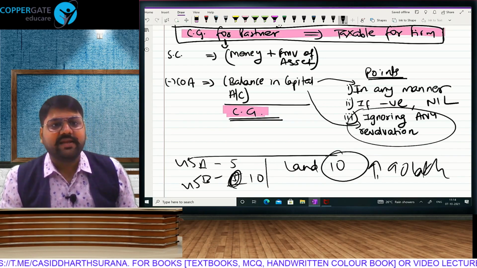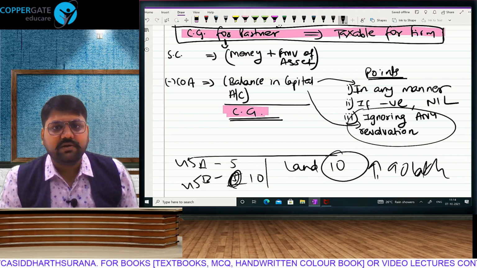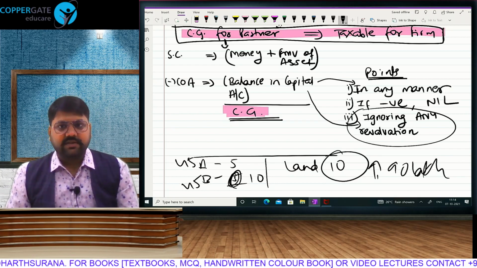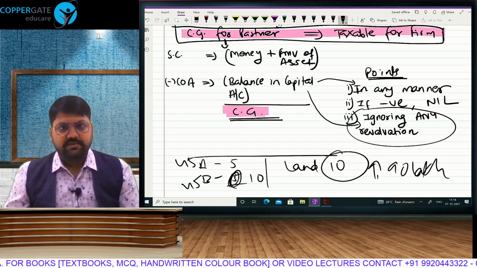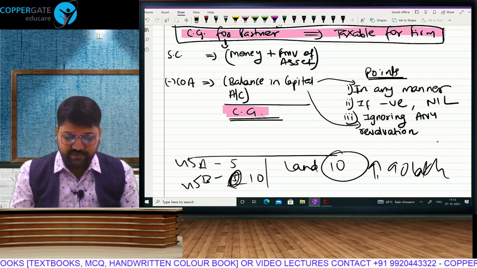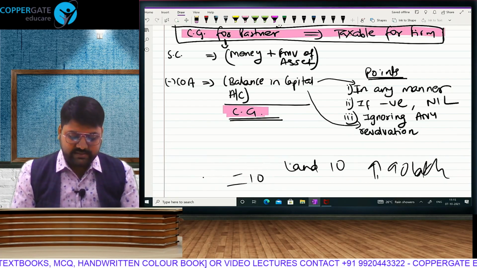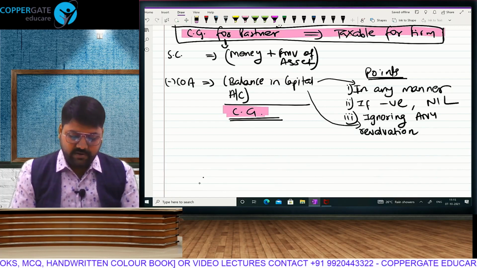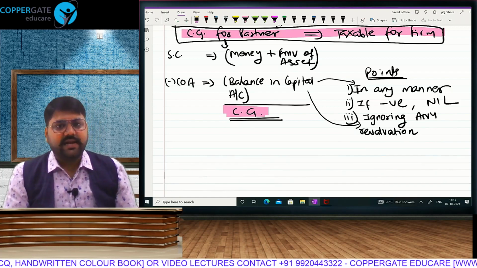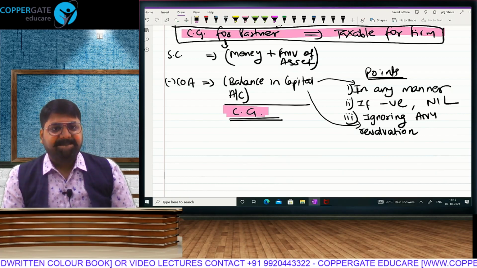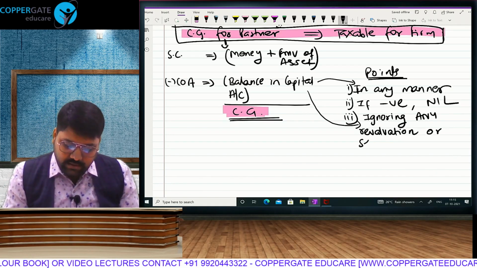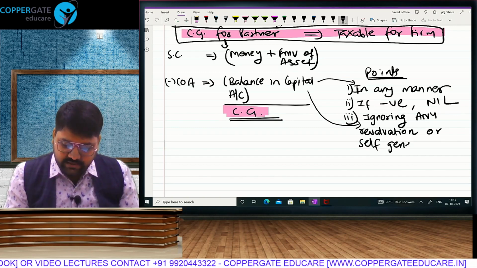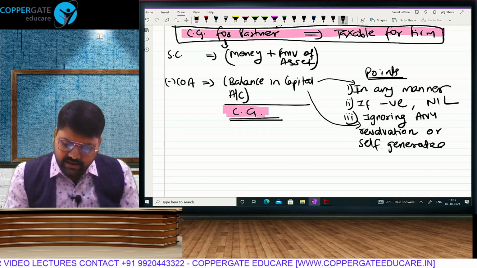When we are taking the balance in the capital account, we will ignore any kind of revaluation. You cannot increase the balance in the capital account with revaluation. For the purpose of the calculation of 45.4, you will not be allowed to increase the balance in the capital account because of revaluation. Is that clear? Or any self-generated goodwill. Any self-generated asset or goodwill.